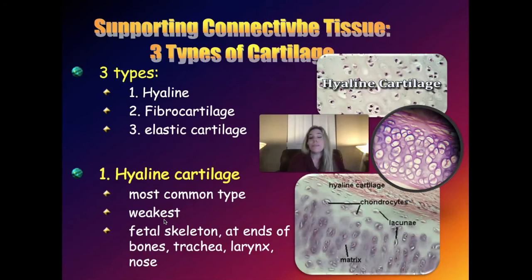It's the most common type of cartilage in the body. So when in doubt, good bet it's hyaline cartilage. But there's two other types, fibrocartilage and elastic cartilage, that we're going to go over now.